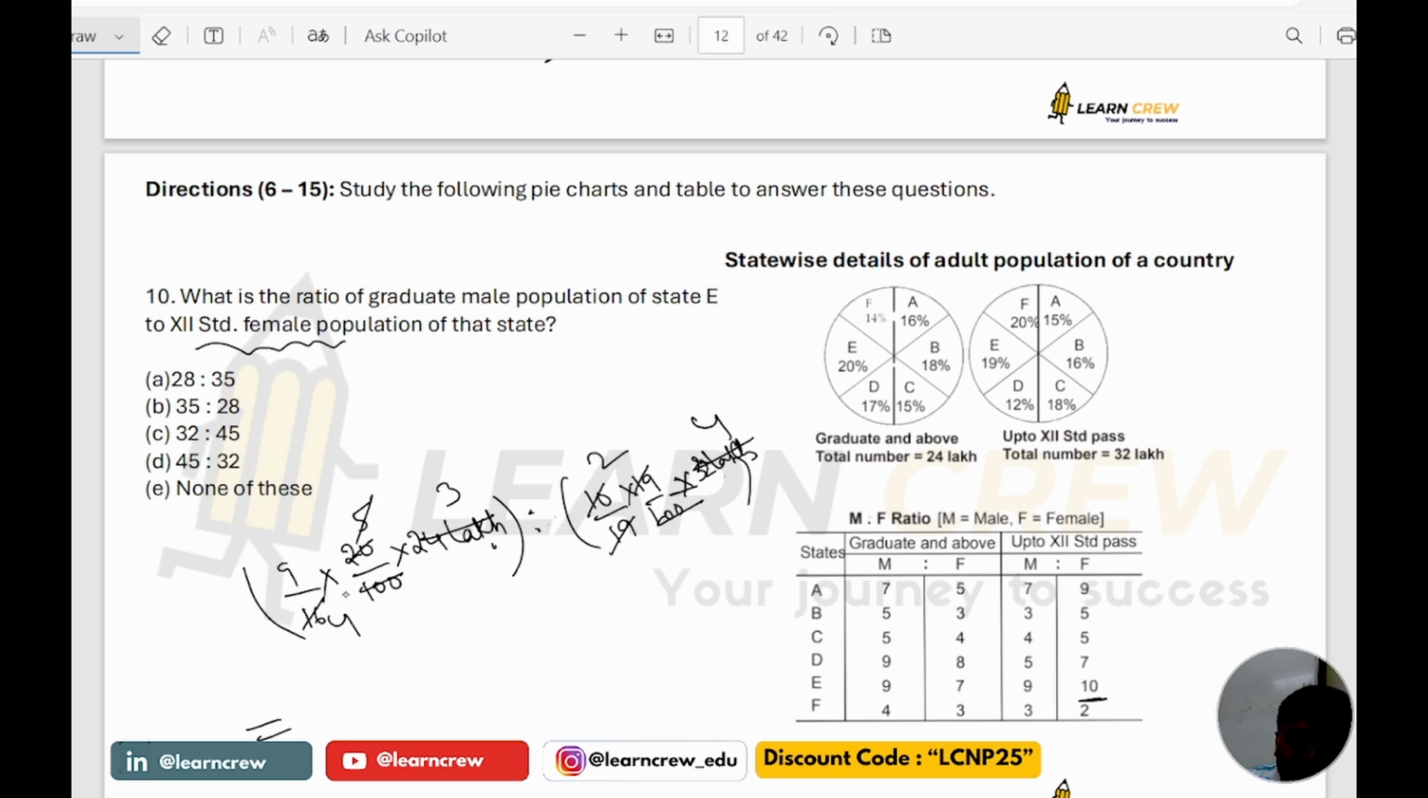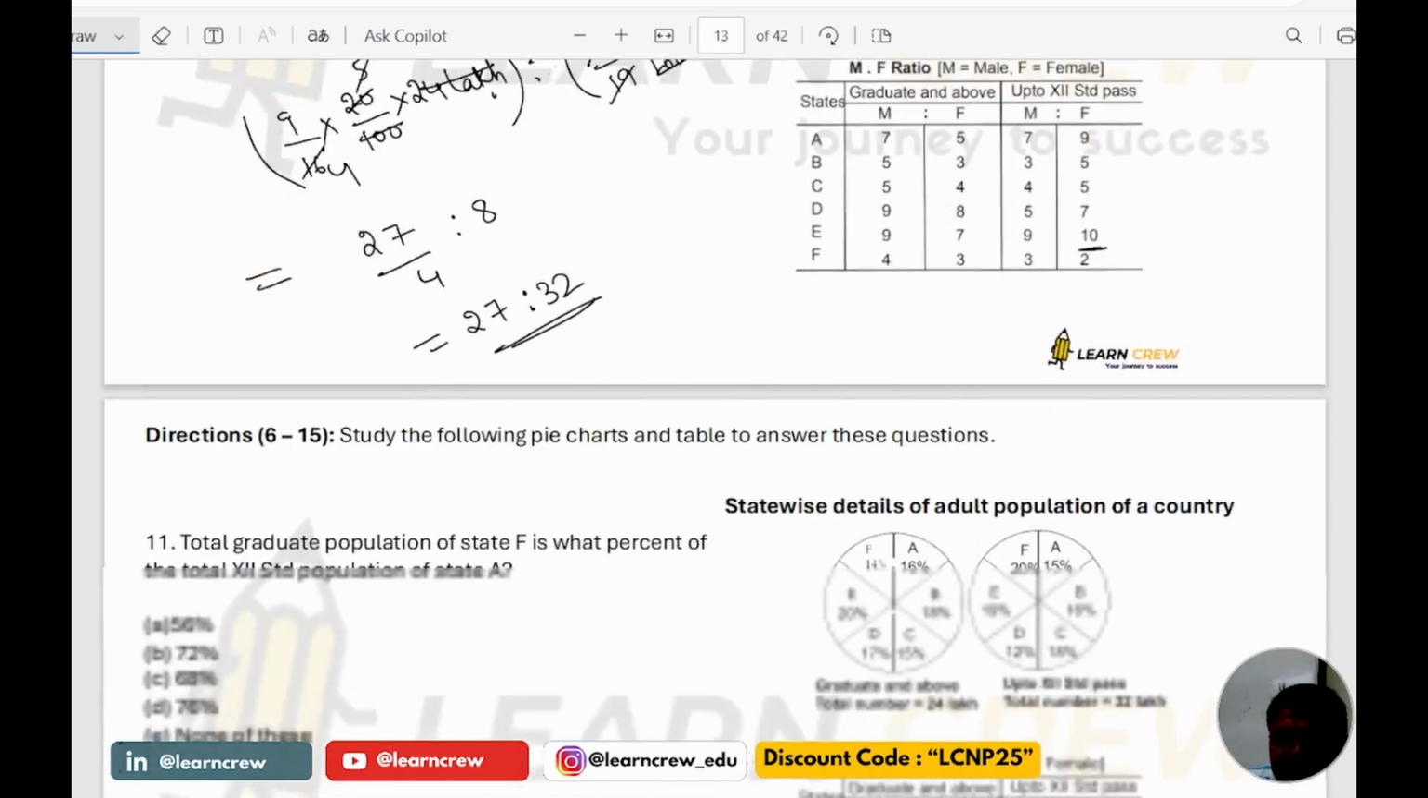Now what is the value we are going to have? 9 3s are how much? 27. 27 we have here, 27 by 4 is to 2 into 4 8, which is same as 27 is to 32. So the answer is none of these here. 27 is to 32 is the answer.